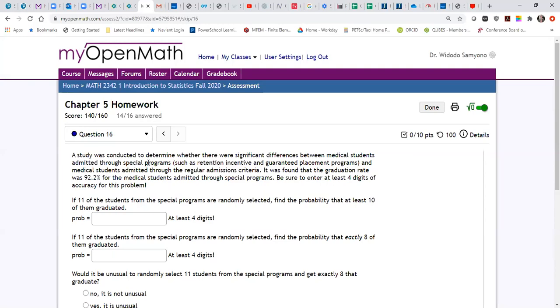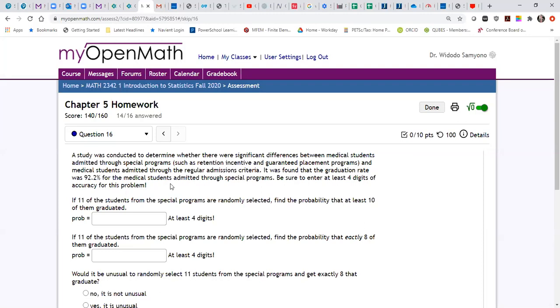A study was conducted to determine whether there are significant differences between medical students admitted through special programs, such as retention intensive and guaranteed placement programs, and medical students admitted through the regular admission criteria. It was found that the graduation rate was 92.2% for the medical students admitted through the special program. Be sure to enter at least 4 digits of accuracy for this problem.